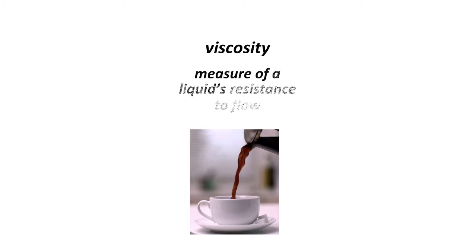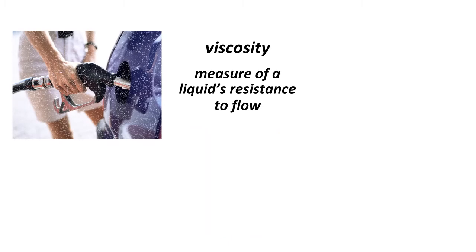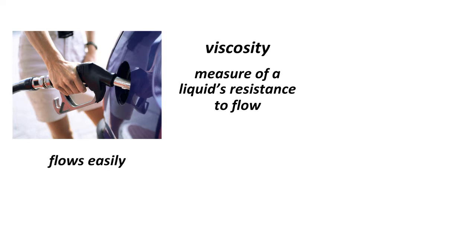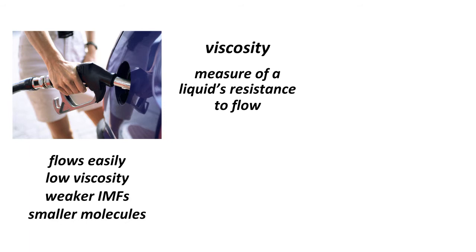The first property of a liquid we'll consider is its viscosity, which is a measure of the liquid's resistance to flow. Some substances, such as gasoline, flow relatively easily. Liquids like this, we say, have a low viscosity, and this is due to weaker intermolecular forces and/or smaller molecules. If the attractions between molecules are not very strong, or if the molecules are relatively small, they can flow past each other relatively easily.